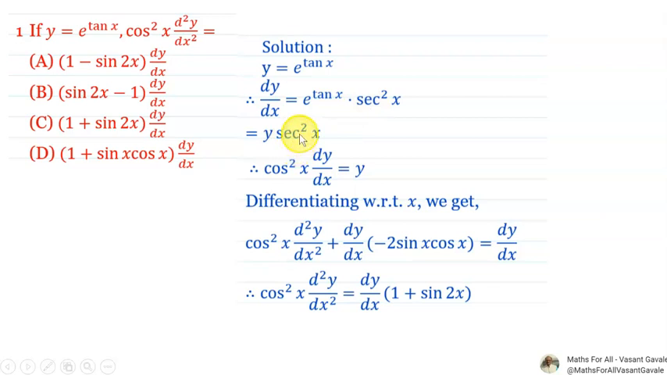Again, this sec square x means what? 1 upon cos square x. And to cos square या dy by dx ला multiplied होणार. Overall, you will get here cos square x into dy by dx is equals to y.